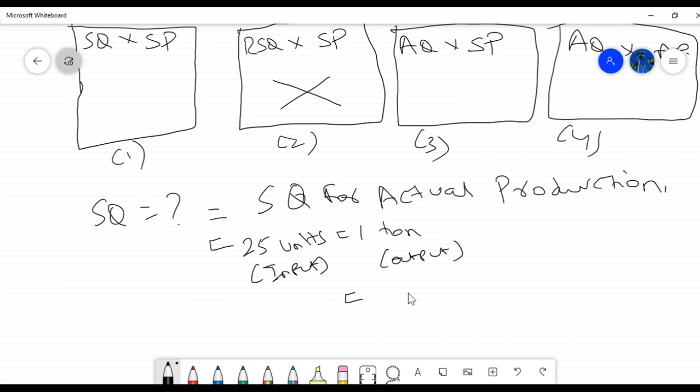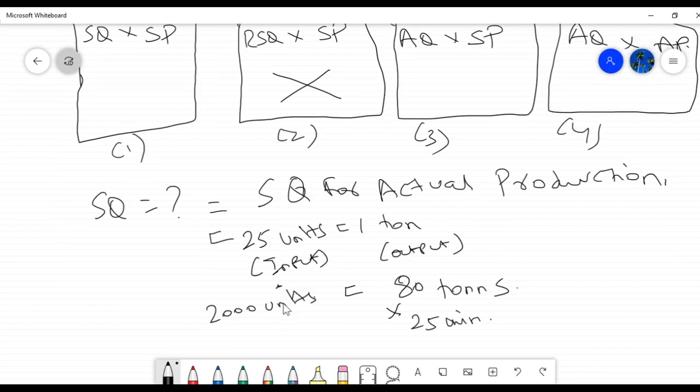For producing 1 ton, if you need 25 units of input, then for producing 80 tons, how much is required? 80 into 25. I think it is 2000 units required. This is my standard quantity for actual production. For producing 80 tons, I need standard quantity of 2000 units. 2000 into standard rate 2 rupees per unit, which is also given in the question. So 4000.